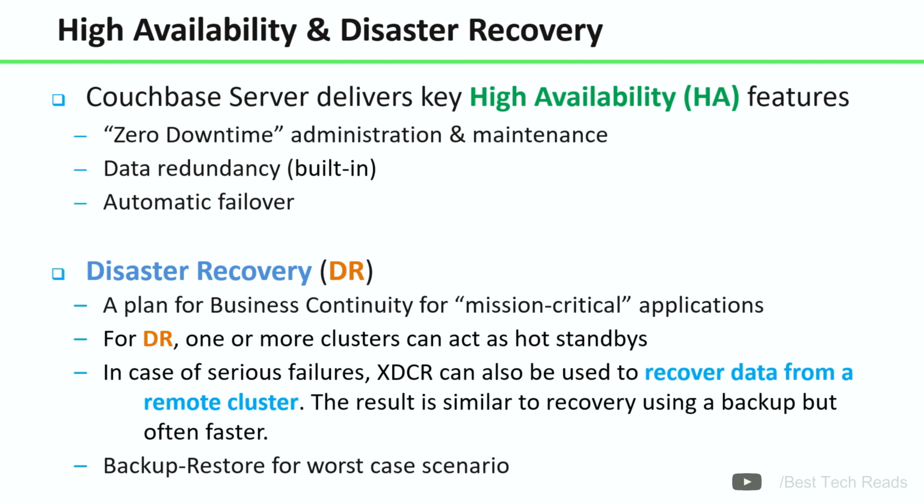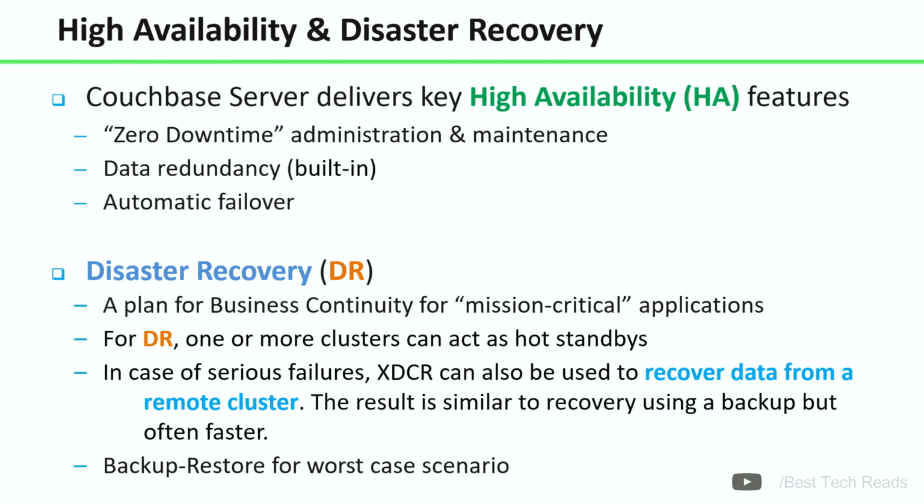So when a code change is happening in the production cluster, we will stop the replication between active and standby clusters, push the code change to the active cluster, and thoroughly test it. Once everything is validated and looking as expected, we will resume the replication. In case something goes wrong during this activity, we have our standby cluster. We can simply route the traffic to the standby cluster, or if required, we can also recover our active cluster by using the standby cluster. In case of serious failures, XDCR can also be used to recover data from the remote cluster, backup and restore in the worst case scenario.